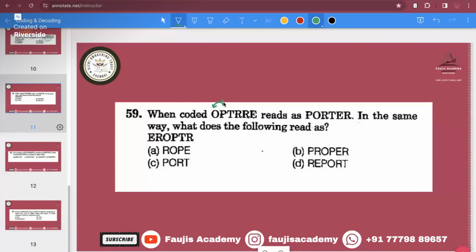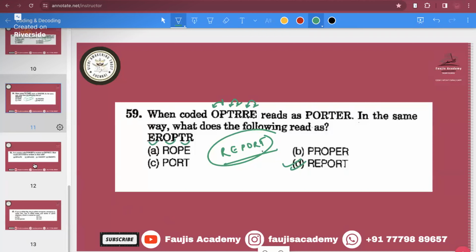Yes, sir. Interchange these ones. Option B, sir. REPORT: RT, yes. These two interchange, these two interchange, these two interchange. Right? Any one of you having any doubt?